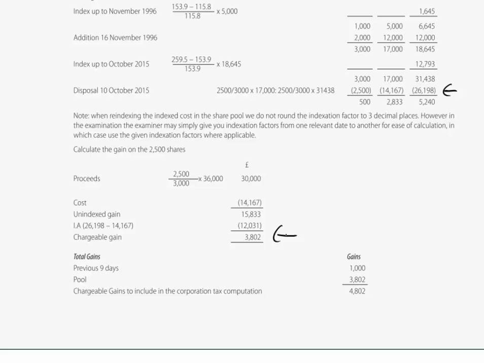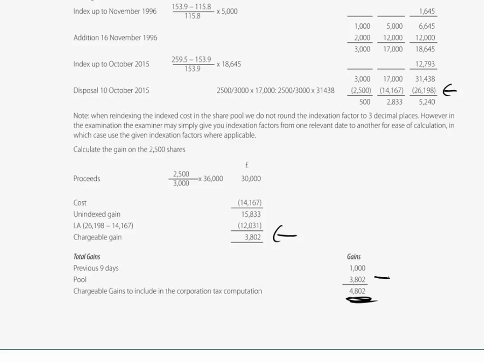What we've got to do, of course, is to know what gain goes into our corporate tax computation for the relevant accounting period. So out of this one disposal of 3,000 shares, there is in total £4,802 worth of gains, as we have just seen.